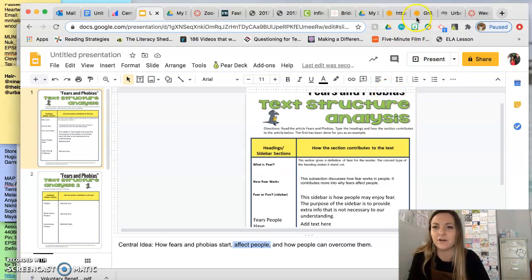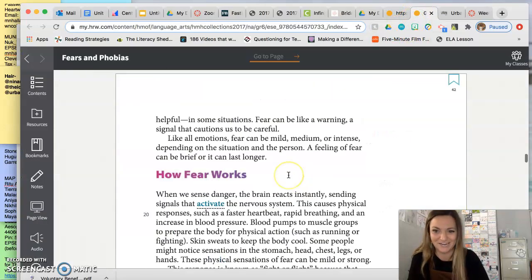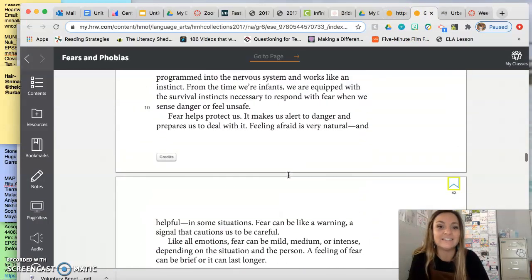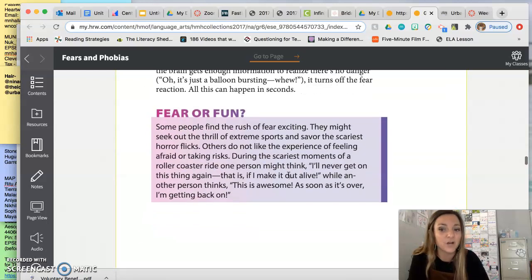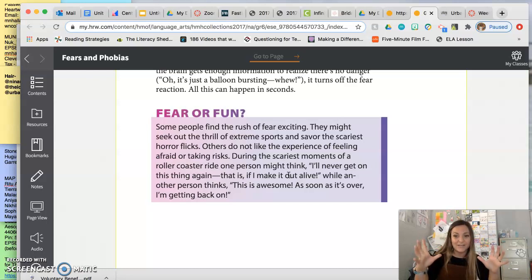So I have to look at fear or fun. Now, this is not a subtitle. This is something called a sidebar. A sidebar is something we've talked about in class, but as a refresher, a sidebar is extra information that adds to our understanding but isn't necessary to understand everything in general.